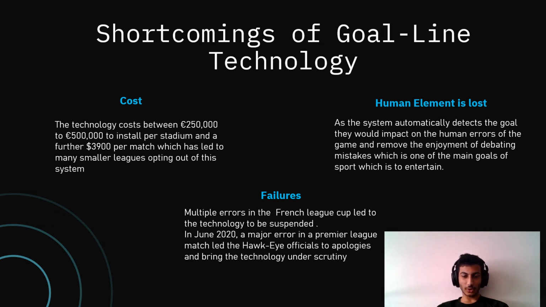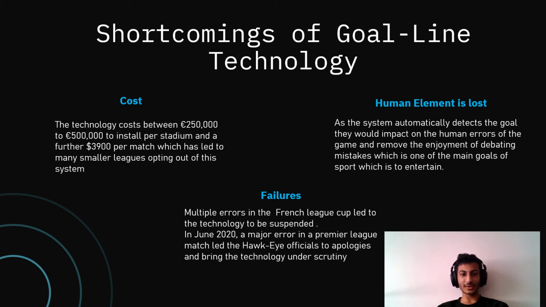The second shortcoming is that the human element is lost as the system automatically detects the goal. The impact of human errors on the game has been very less, and this has removed the enjoyment of debating the mistakes, which is one of the main goals of the sport, which is to entertain the viewers.